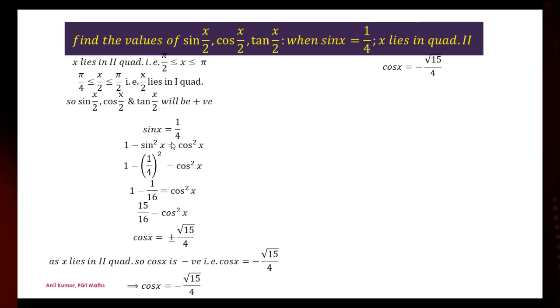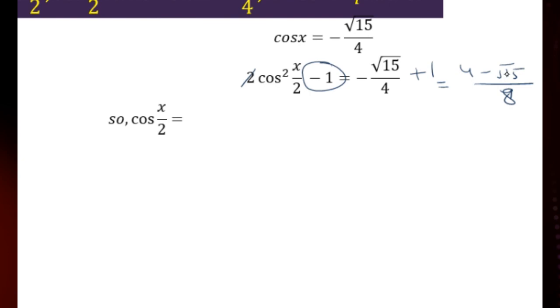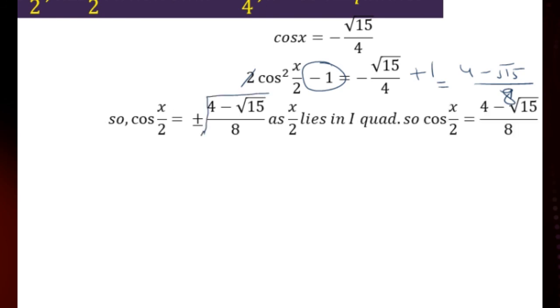So cos x is minus root 15 by 4, and as I know, cos x can be written as 2 cos square x by 2 minus 1, which is minus root of 15 by 4. So if I take this minus 1 to the right hand side, it will become plus 1. If I take the LCM, it will become 4 minus root 15 by 4. And if I take 2 also to this side, it will become 8. So cos square x by 2 will be 4 minus root 15 by 8. So cos x by 2 will become plus minus root of 4 minus root 15 by 8. We will take the positive value, which will be root of 4 minus root 15 by 8.